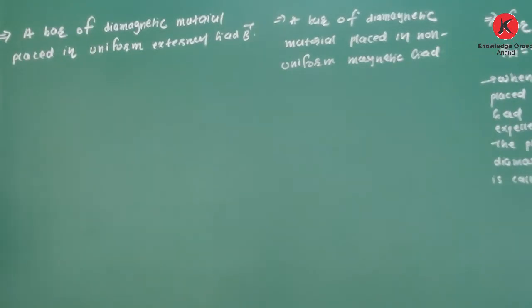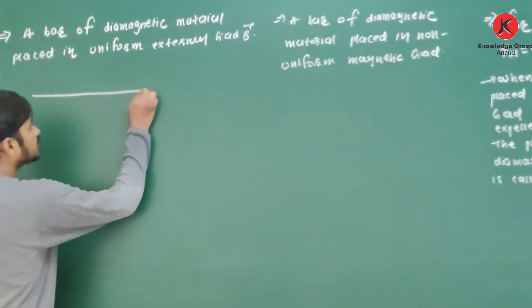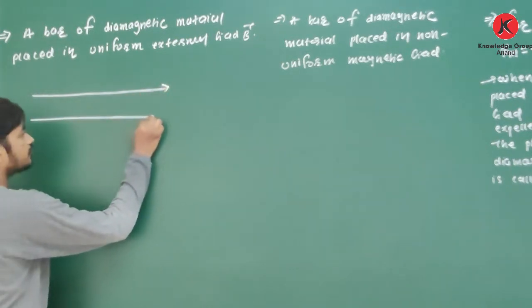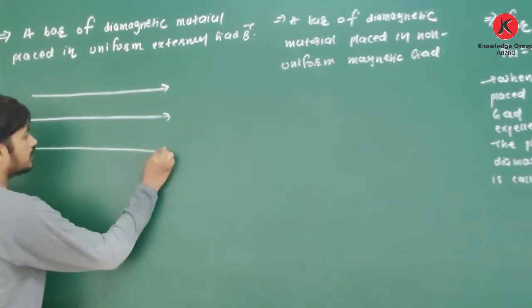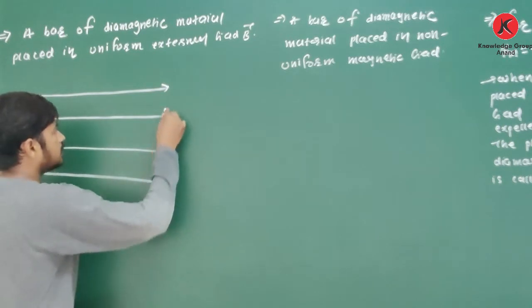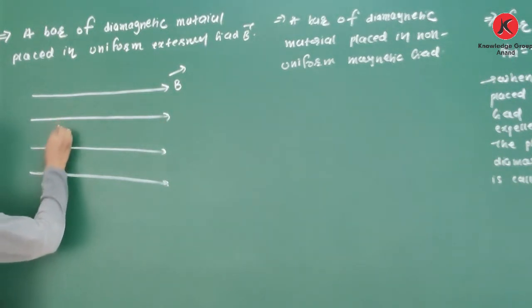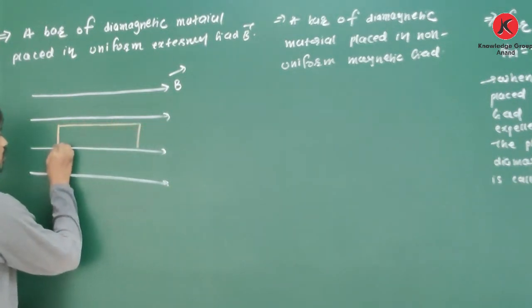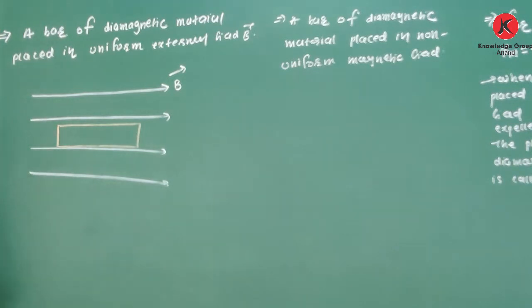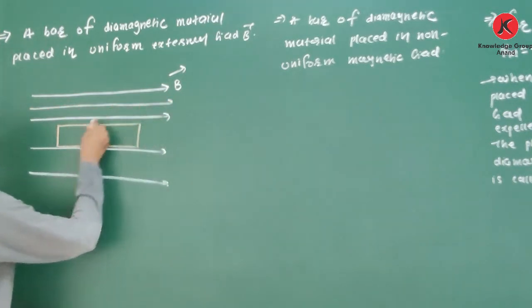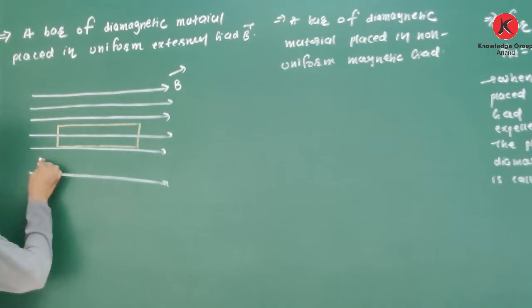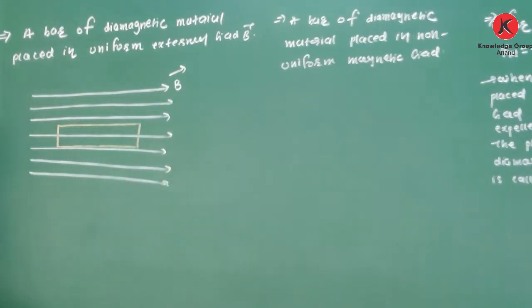Now see what happens when a bar of diamagnetic material is placed in a uniform external field B, like this. A uniform external field in which a bar of diamagnetic material is placed.